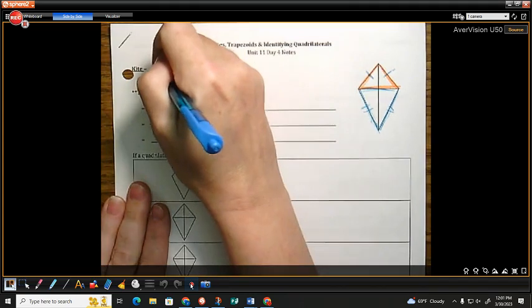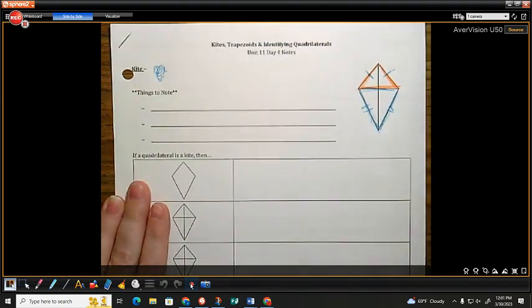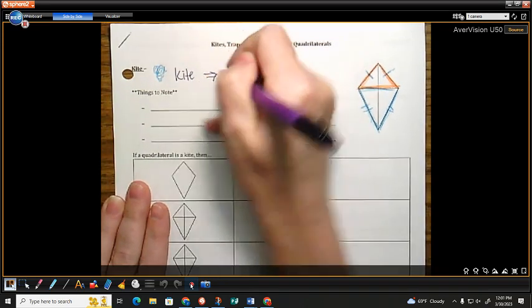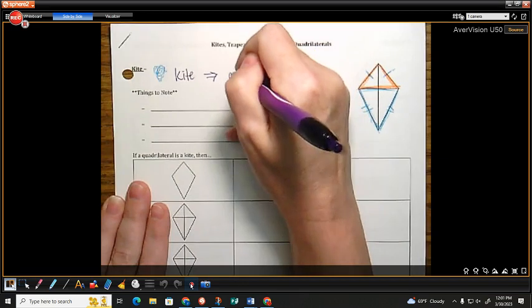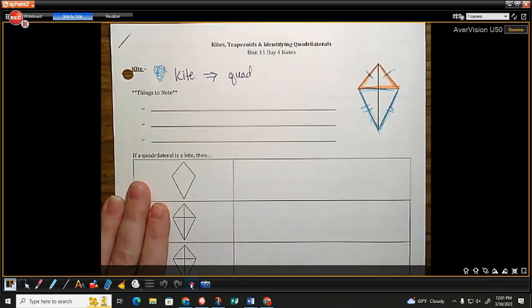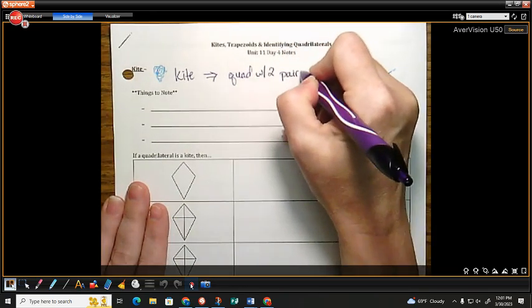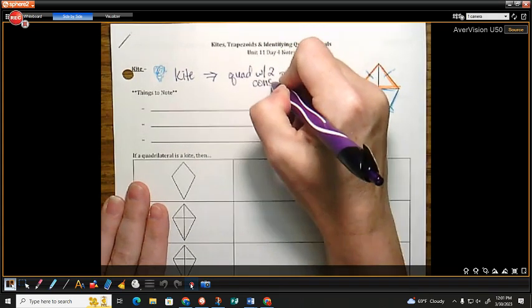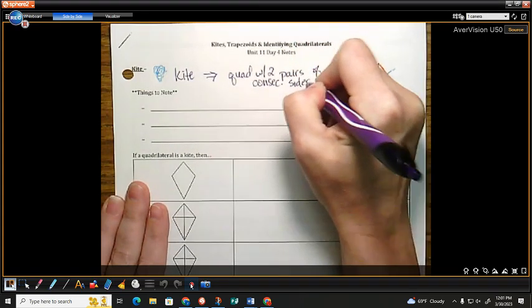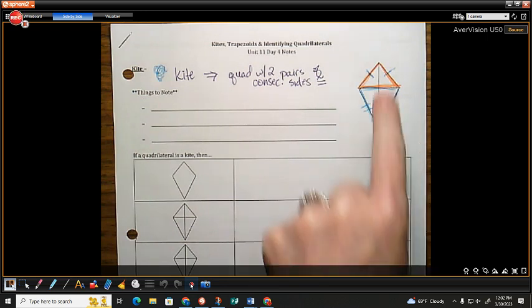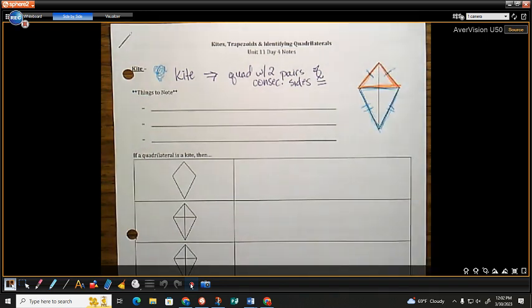Okay, so a kite is a quadrilateral. Do you want to just write the implied statement? Yeah, let's just do the implied. So a kite implies that you have a quadrilateral. You have to say that it's 4-sided. Otherwise, everything else could be something different. So it's a quadrilateral with 2 pairs of consecutive sides congruent. Because basically the stuff from one triangle is congruent and the stuff for the other triangle is congruent.